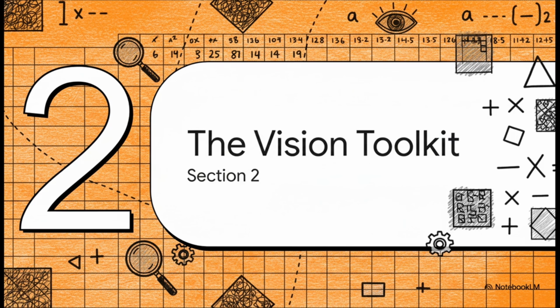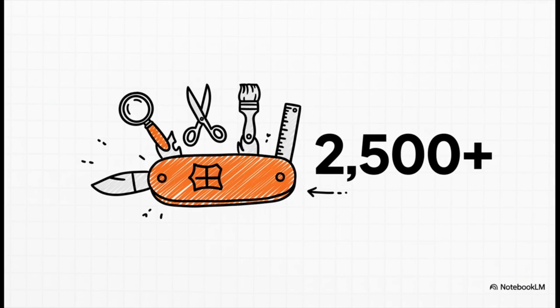Got it. But knowing that is one thing. Actually doing something useful with it is where the real magic happens. And this is where OpenCV comes in. You can think of it as the ultimate toolkit for performing mathematical surgery on those numbers. Seriously, think of OpenCV as the ultimate Swiss Army knife for images.